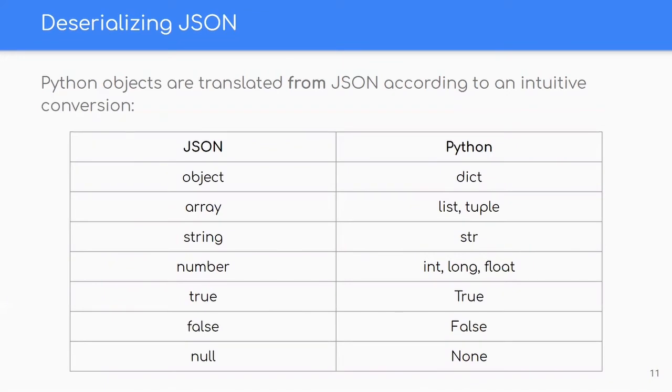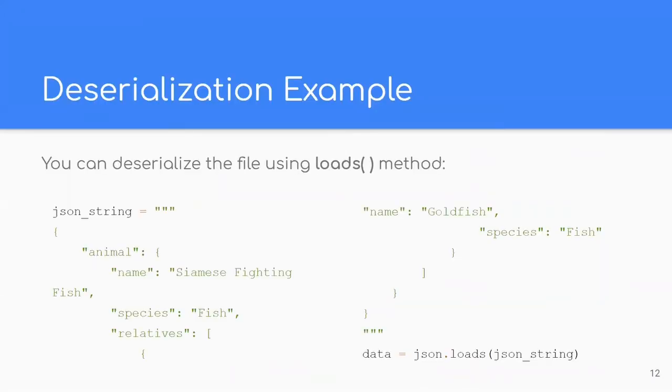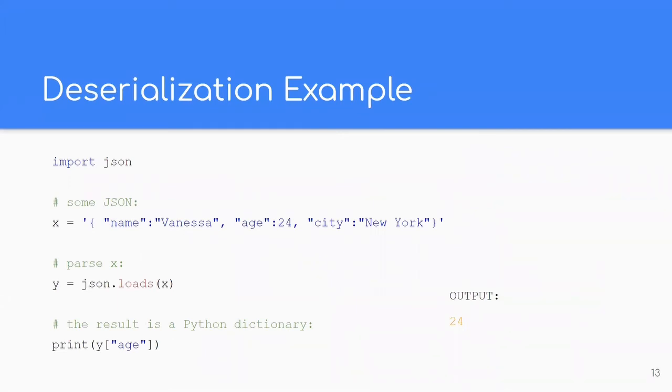Python objects are translated from JSON according to an intuitive conversion. So we're talking now about the deserialization in Python. Note that when you convert JSON to Python, the result would be a Python dictionary. This is an example about deserialization. For deserialization, you have to use the method load. This is another example when you have some JSON data and then you parse this data using the loads method, and then the result is a Python dictionary.